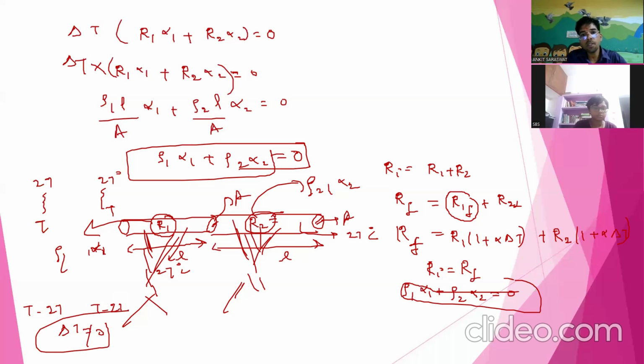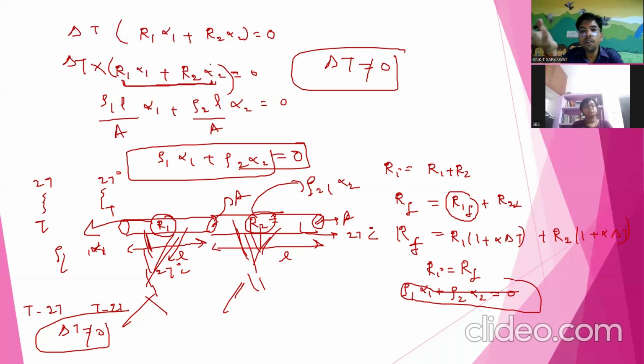The product should be 0, but who will satisfy this equation? Only R1 alpha 1 plus R2 alpha 2 can be 0, because delta T is not equal to 0. That is why I am not equating delta T to 0. So R1 alpha 1 plus R2 alpha 2 equals 0 by delta T, and 0 divided by a specific nonzero constant is 0 only. Length is constant, area is constant, so the relation is rho 1 alpha 1 plus rho 2 alpha 2 equals 0.